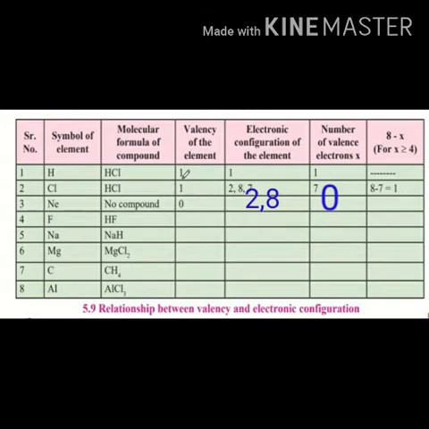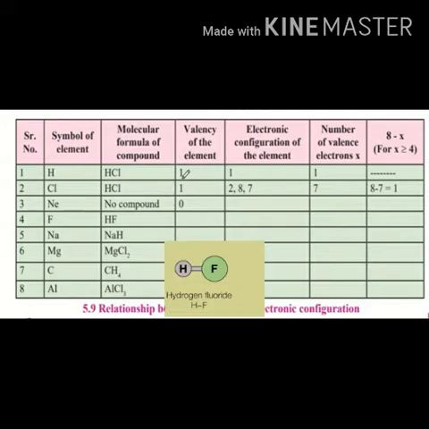Next is fluorine, and the compound which it forms with hydrogen is HF, that is hydrogen fluoride. Here just one fluorine atom is combined with hydrogen. Hence valency of fluorine is 1. Its electronic configuration is 2, 7. It contains 7 electrons in the outermost shell. Hence number of valence electrons is 7. So 8 minus 7 is equal to 1.